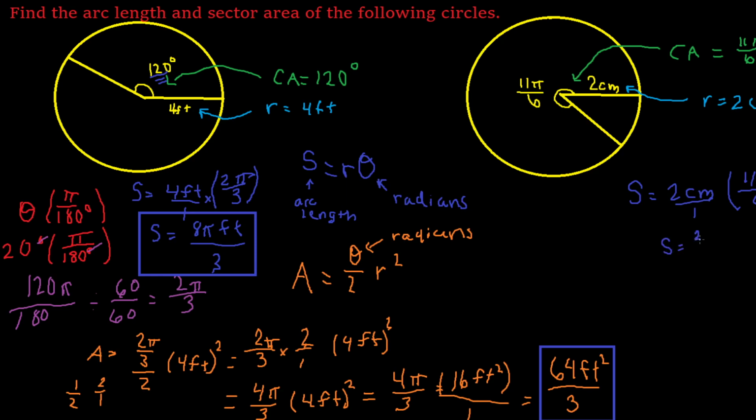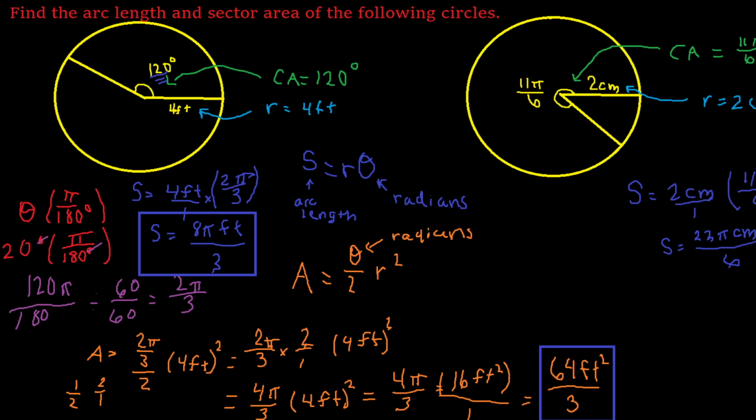Well, 11 times 2 is 22 pi centimeters. And you can leave the centimeters on the outside. It doesn't matter. And then we have 1 times 6, which is 6. Are we done with this, though? And the answer is no. Because we have a 22 in the numerator and we have a 6 in the denominator. These are both divisible by 2.